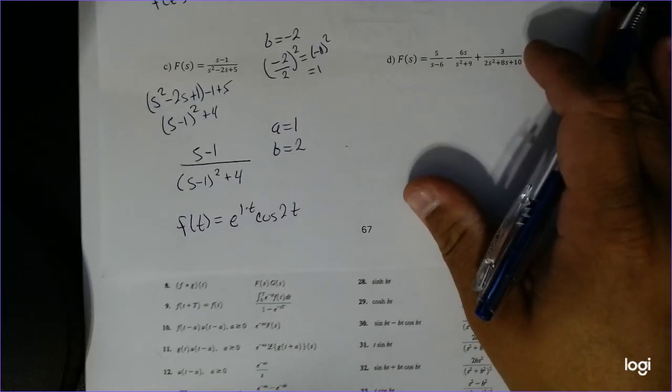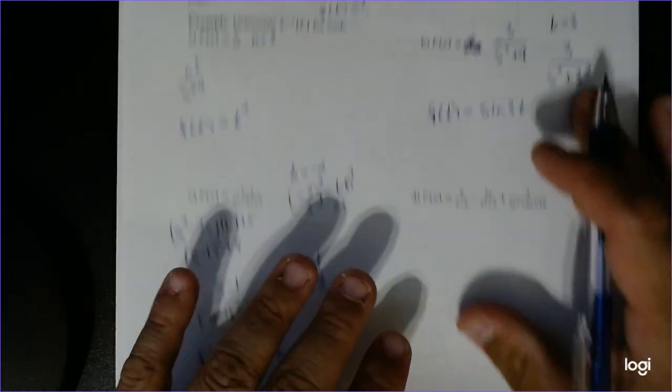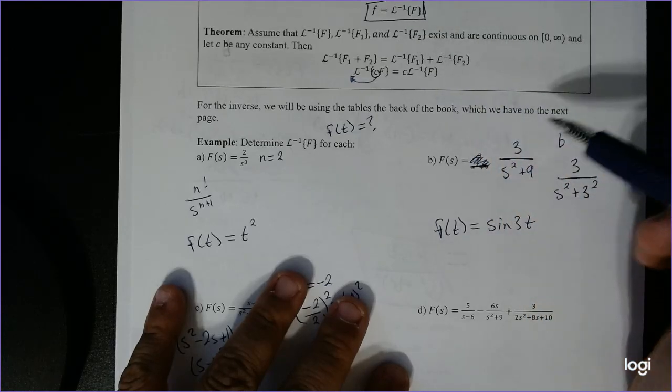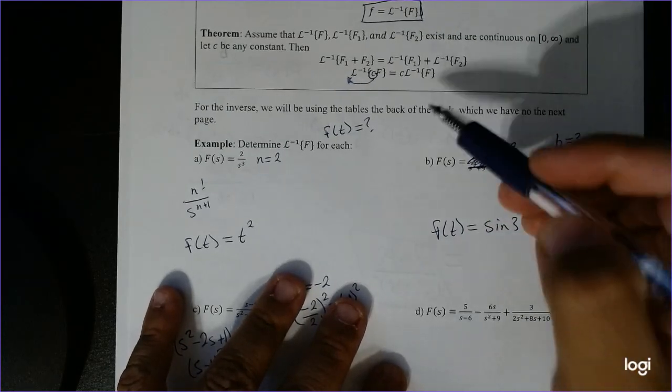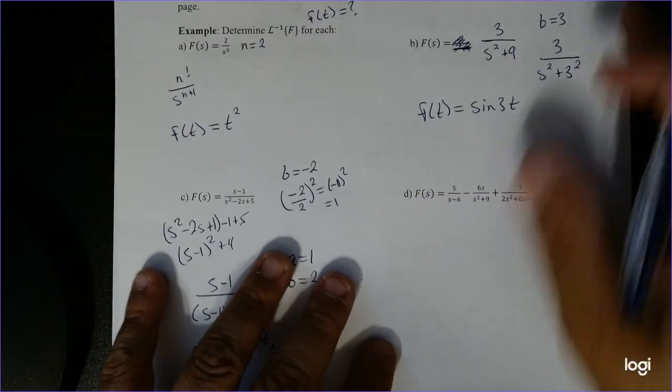Right, so now let's go to the subtraction one. So this is where this comes into play. So all we're going to do is find the inverse Laplace of each individual case and then add them together at the very end. Okay? And we'll actually be using both of these theorems here. Okay. All right.